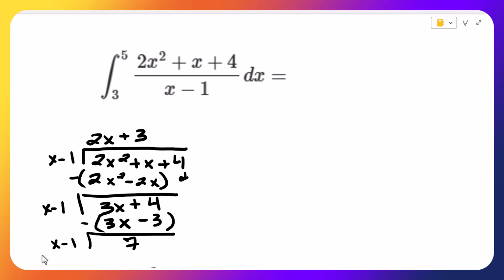And here, what times x will get me to 7? Well, nothing times x will get me to 7. So this is where we're done. So we have a remainder, which we're going to write as plus 7 divided by x minus 1. And so our long division results in this. This is our remainder. And so we can rewrite our integral as this thing right here, as 2x plus 3 plus 7 divided by x minus 1.